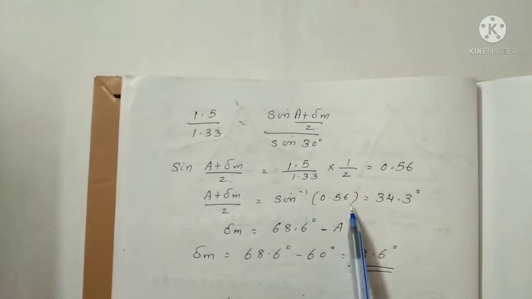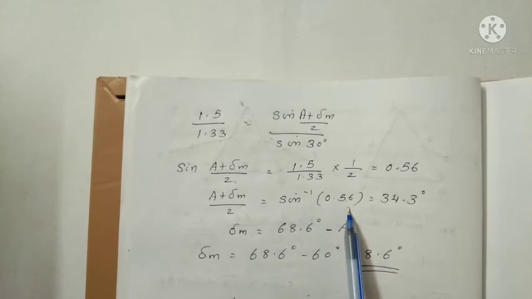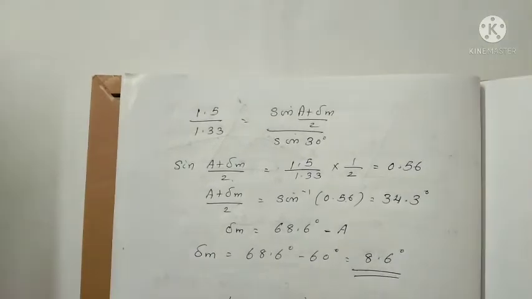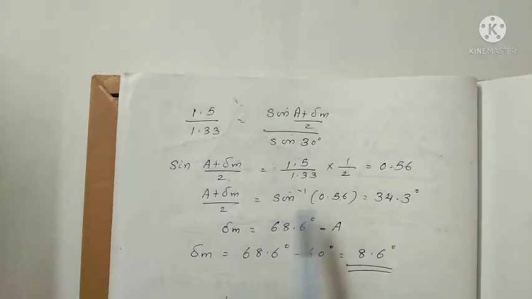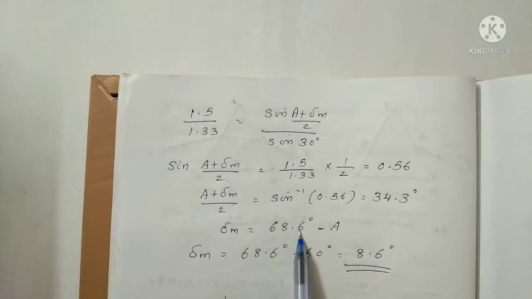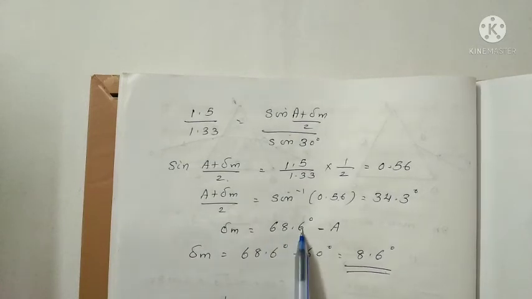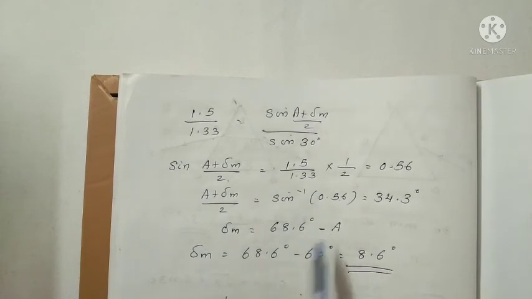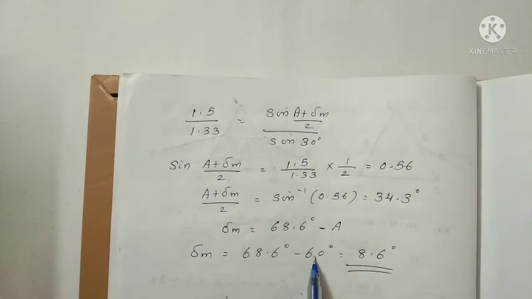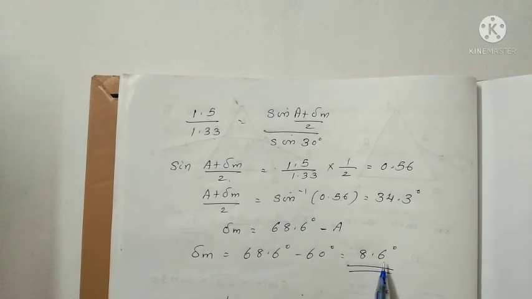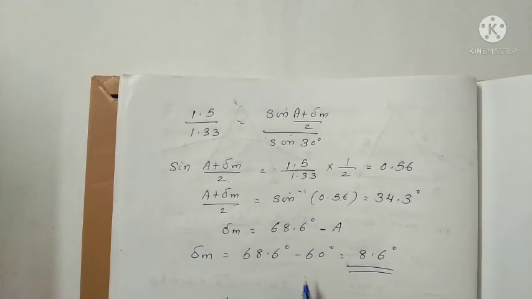So what is the value that is given in the question? Sin inverse of 0.56 is equal to 34.3 degree. So we can write 34.3 into 2, that is 68.6 degree. Okay, so delta m equal to 68.6 degree minus A. Then we can substitute the value of A. So we will get the answer delta m equal to 68.6 degree minus 60 degree equal to 8.6 degree. That is the value of minimum deviation.